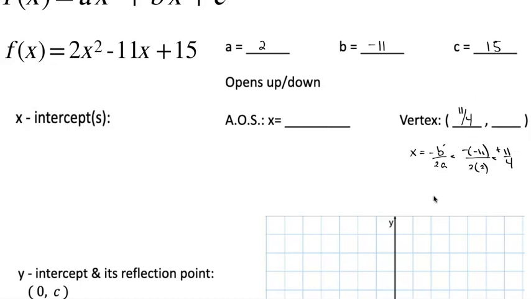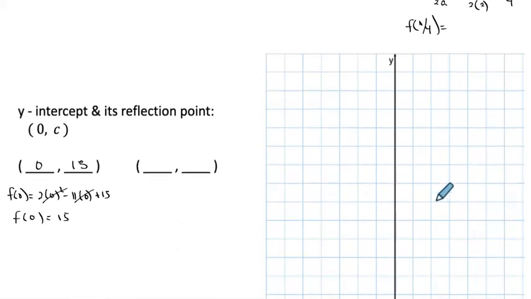So that means for my y value, I need to plug 11 over 4 into my function, right? And you can plug that in with a calculator, or you could do the mental math. Either way, I'll give you a second to do that. Alright, so plugging into your calculator, you should get negative 1/8, or however you did it, or negative 0.125. Right, either one. So now my vertex is 11/4, which is 2.75, and negative 0.125.